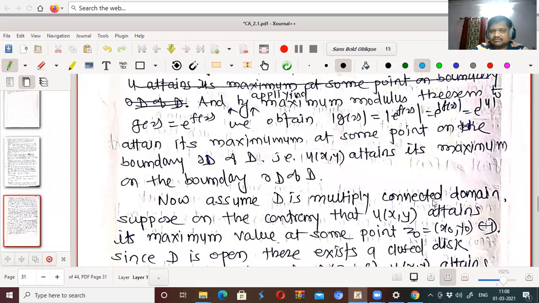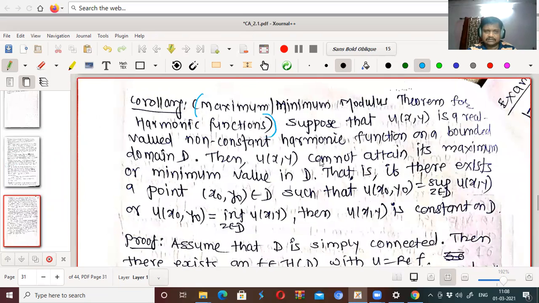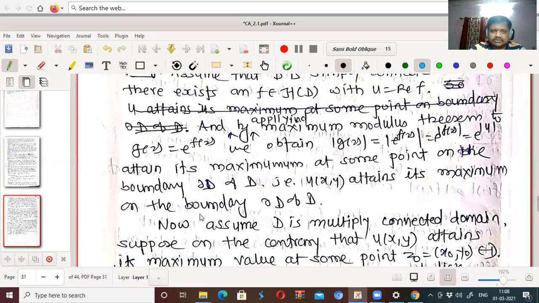That is, u(x,y) attains its maximum on the boundary of D. Now assume that D is a multiply connected domain. It will hold for a simply connected domain, and now we have to show it holds for a multiply connected domain. Cannot attain its maximum value inside D means what? It can have a maximum value or minimum value on the boundary of D.